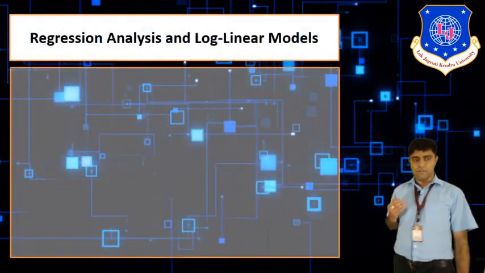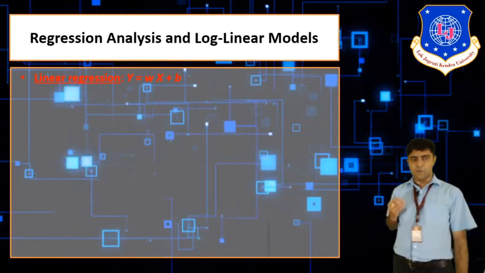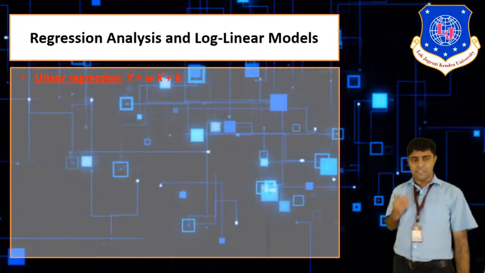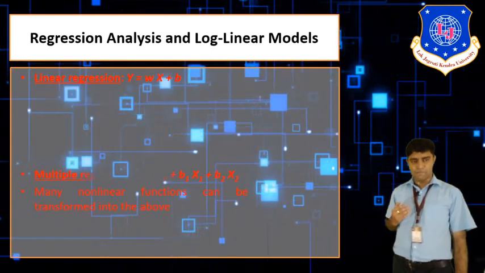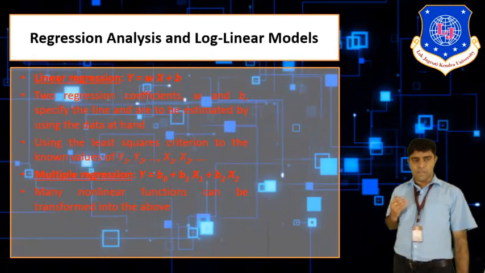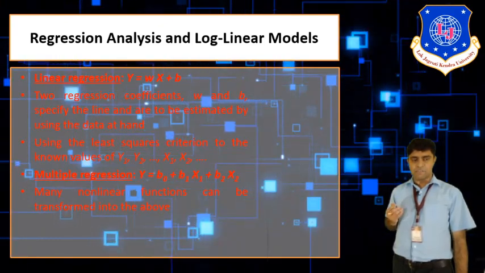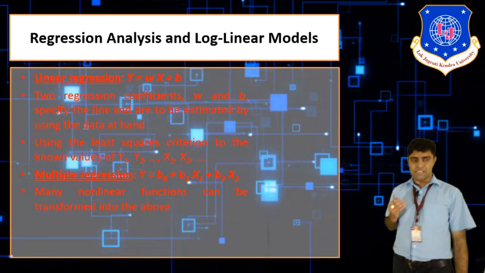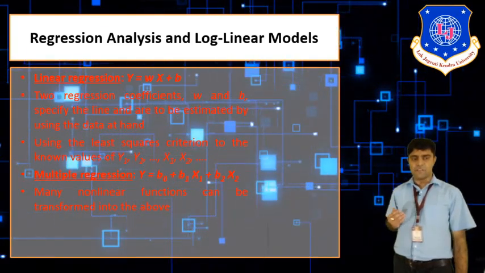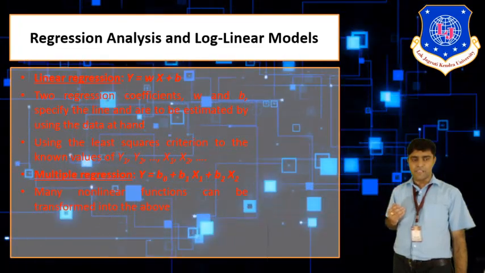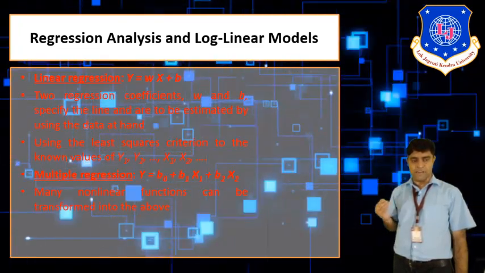Now, the linear regression equation is y equals wx plus b, where y is a dependent variable and x is an independent variable. There are two regression coefficients used, w and b, which are constants, specify the line, and are estimated by using the data at hand. It will use the least square method to find the known variables, that is y0, y1, y2 up to yn.